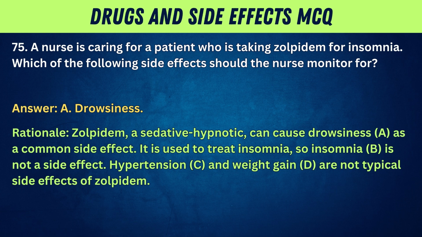It is used to treat insomnia, so insomnia, B, is not a side effect. Hypertension, C, and weight gain, D, are not typical side effects of zolpidem.